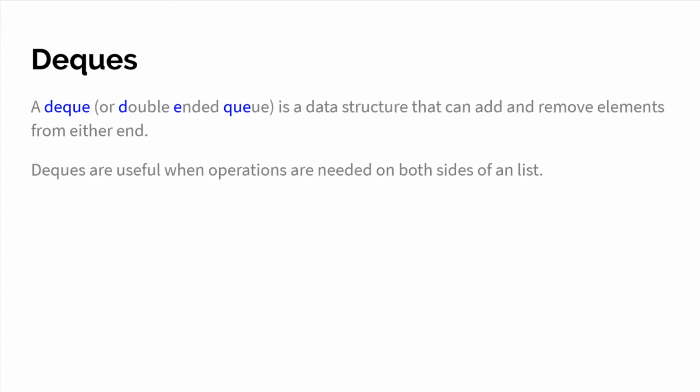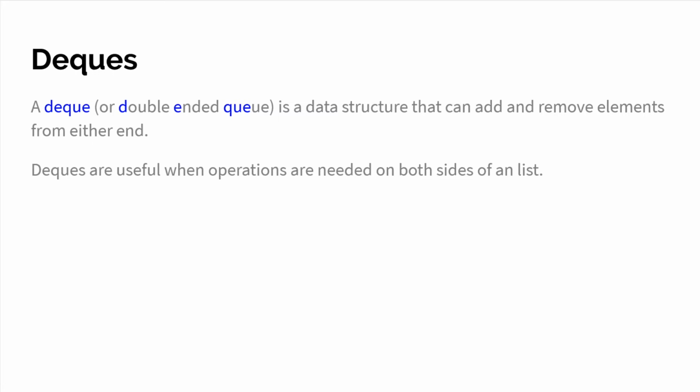The second data structure that we are going to be talking about today is a deque, which is short for a double-ended queue. And it's a data structure that can add and remove elements from either end. It's not restricted to just one. So unlike a queue, which can only add elements at one end and remove them from the other, we can add and remove elements from both ends. Deques are useful when operations are needed on both sides of a list, and for the purposes of this class, they're all going to be pretty simple simulation problems, and it should be fairly obvious when you see it.